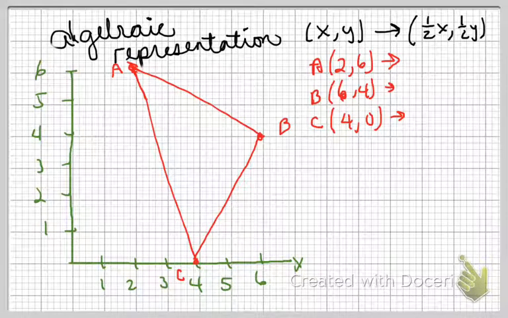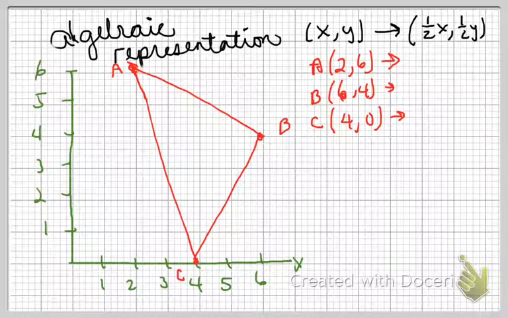Okay, in this video we're supposed to be using an algebraic representation. That's where you see the x and y in parentheses, and I'm going to change it to 1/2 x, 1/2 y. We're supposed to explain the effects of a given positive rational scale factor. The 1/2 in this situation is the scale factor applied to a two-dimensional figure. We have a triangle here on a coordinate plane with the origin as the center of dilation.